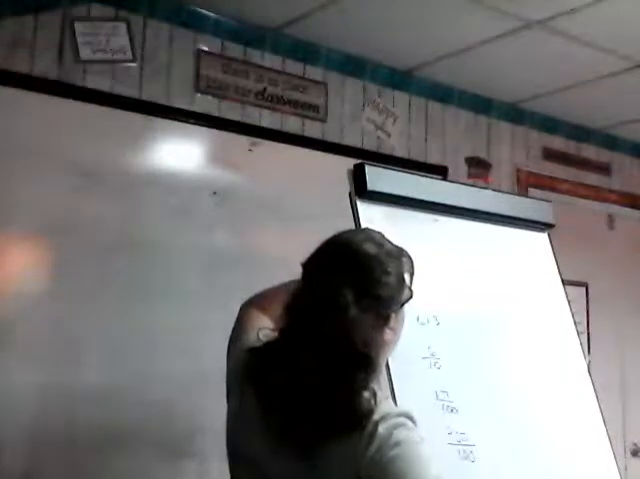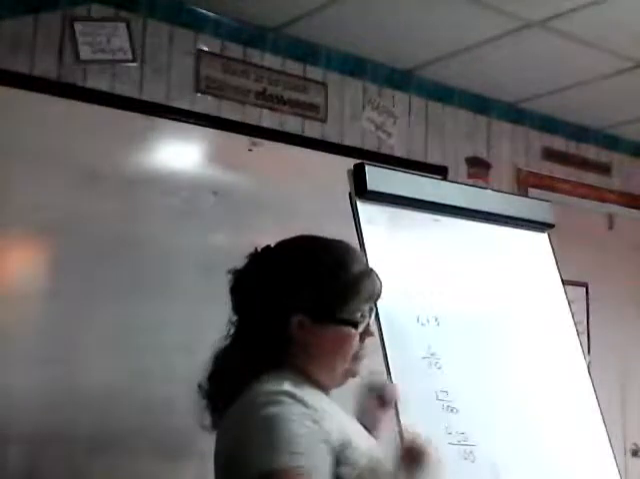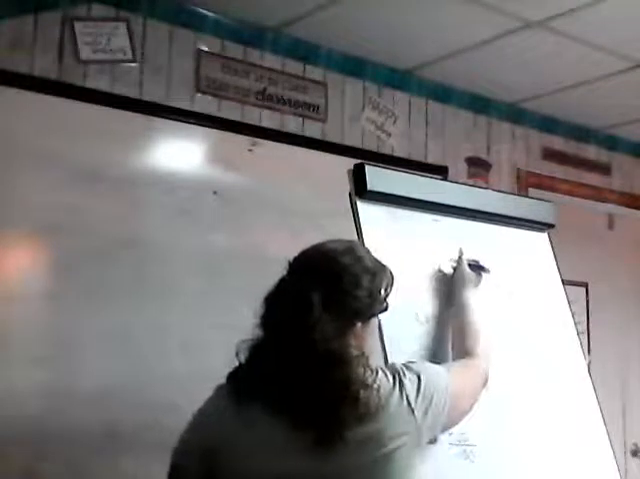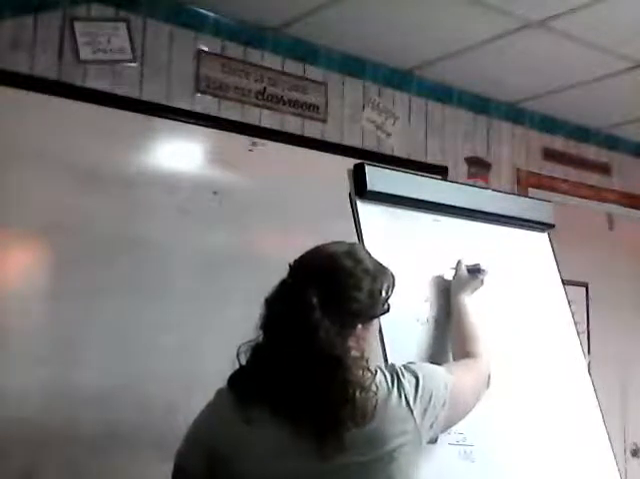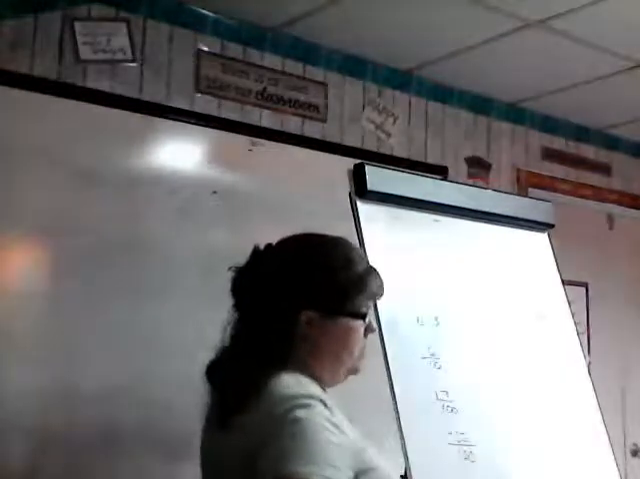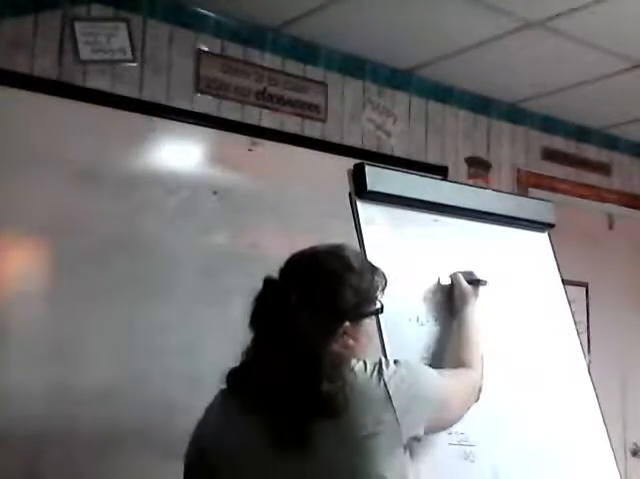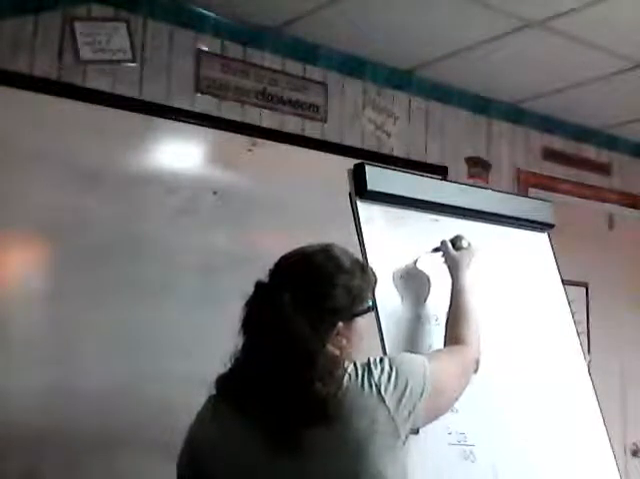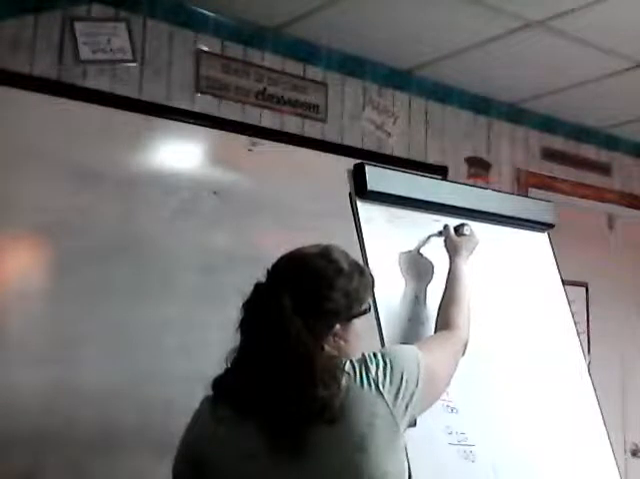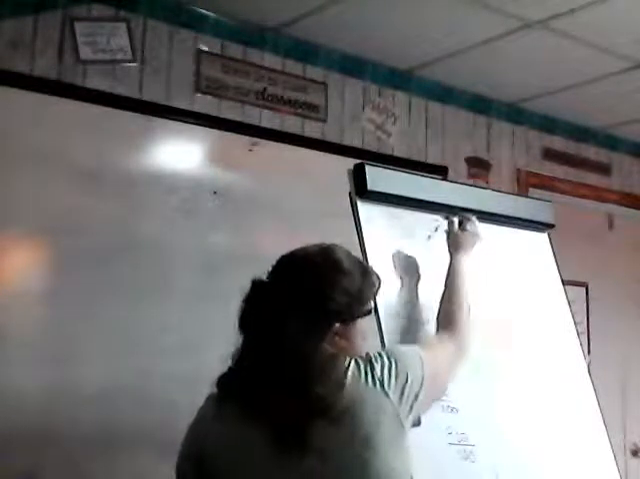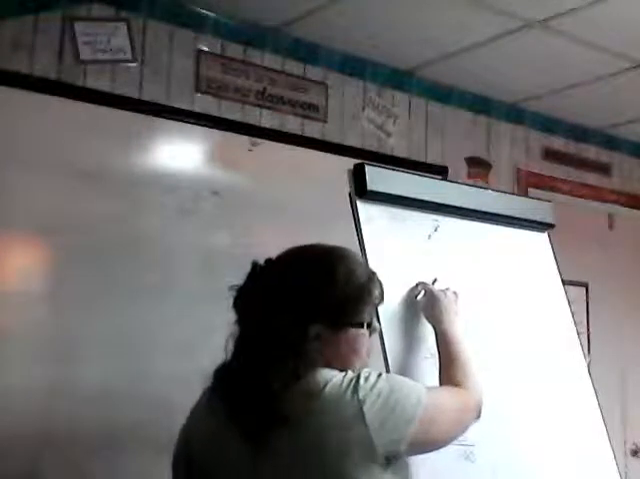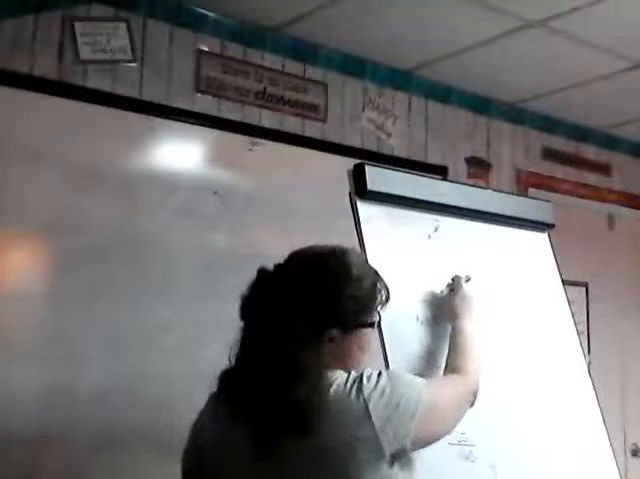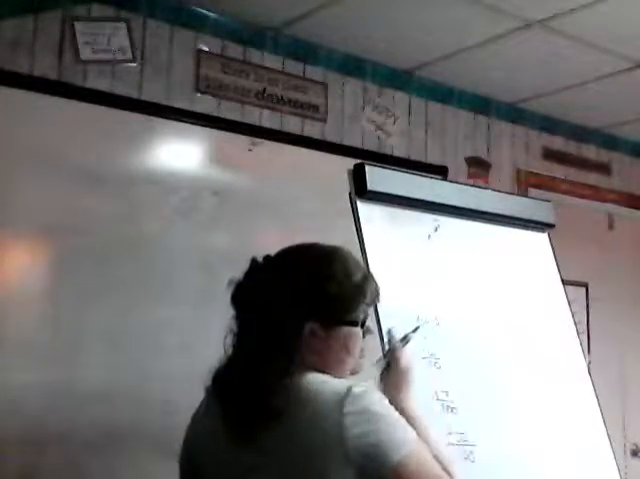Okay, so 0.53 is a decimal, and I want to write it as a fraction. So what would I do? I would take my 53, put it as my numerator. What number would go as my denominator? 100. Why? First of all, the 3 ends in the hundredths place. And how many numbers do I have here? 2. So how many zeros should I have? 2. Any questions with that?